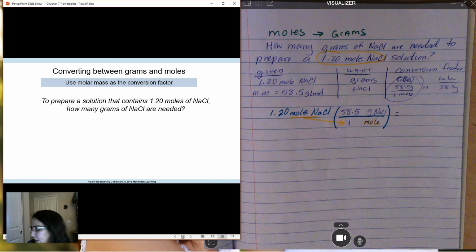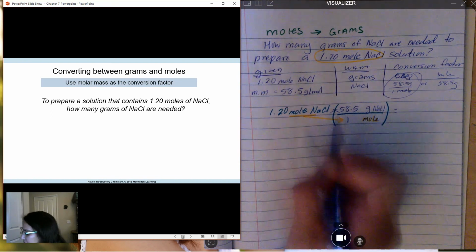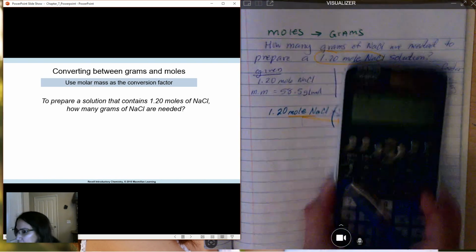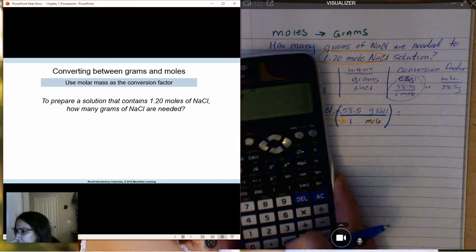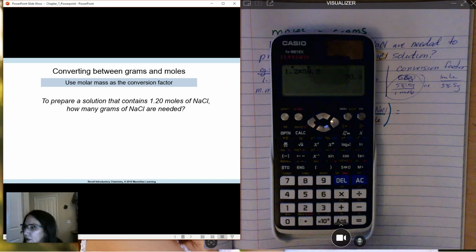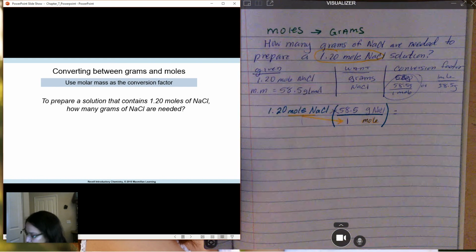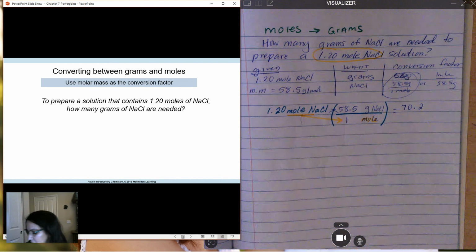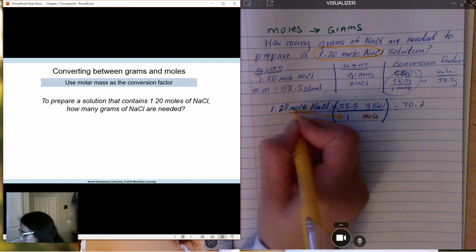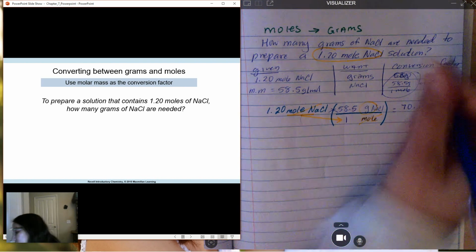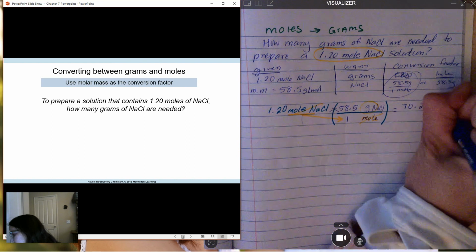So we're going to take our handy dandy calculator and we're just going to multiply these two across. So 1.2 times 58.5. And I got 70.2. And the unit, well, let's figure out what our unit's going to be. Mole cancels out with mole, and we're left with grams. So my unit is going to be grams of sodium chloride.